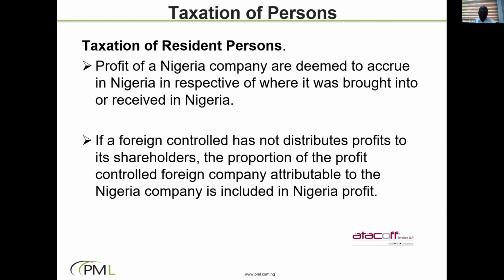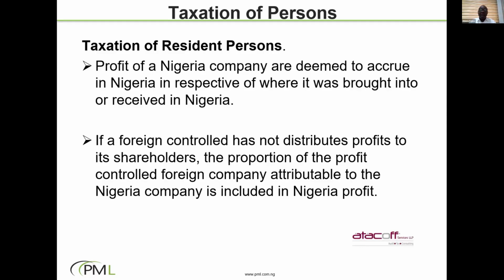In Nigeria, once you are a company registered in Nigeria, you are considered a resident person, irrespective of where you are generating the income. You are assessed to tax in Nigeria. The second point: if a foreign controlled entity has not distributed profit to its shareholders, the proportion of the profit of the controlled foreign company attributable to the Nigerian company is included in Nigerian profits.